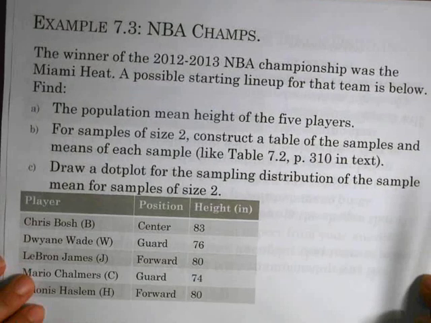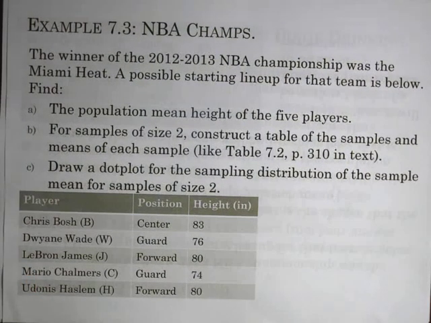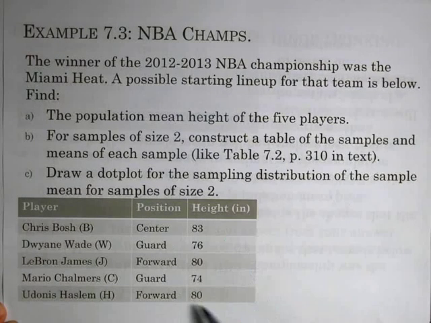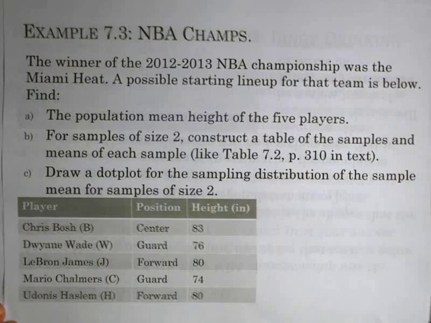Okay, so let's do something new. Here's an example. The winner of the 2013 NBA championships was the Miami Heat. How many teams ago was this for LeBron James? It was at least 1, I'm pretty sure. Possible starting lineup for that team is listed below. So we have 5 players as a starting lineup for the 2012 Miami Heat. And we're looking for information about the height of these players. So they range from as low as 74 inches all the way up to as high as 83 inches.